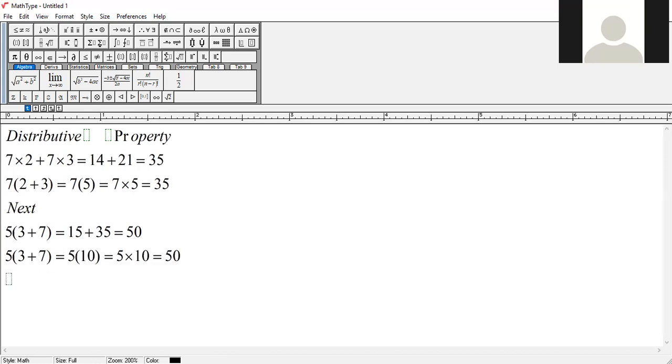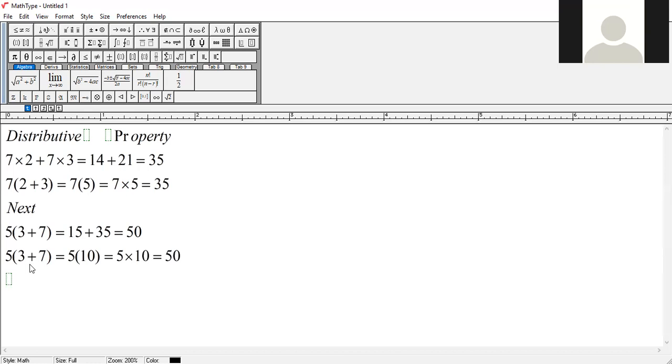Well, the question now is, why are we doing this type of thing? Why are we bringing in this type of thing? We are bringing in what is called the distributive property on addition, because there are times when you have an expression inside the bracket, but you cannot simplify it. You cannot add them to get one single value.